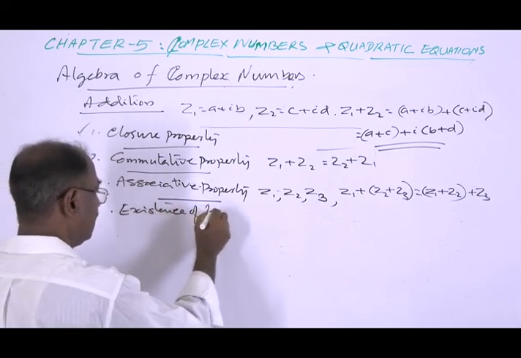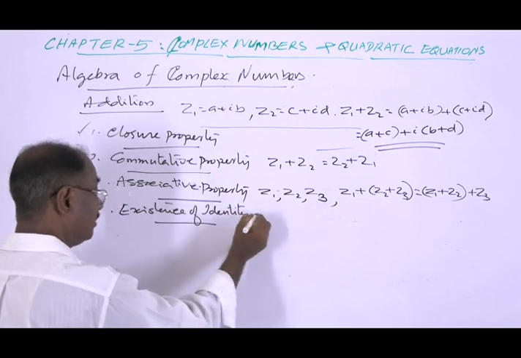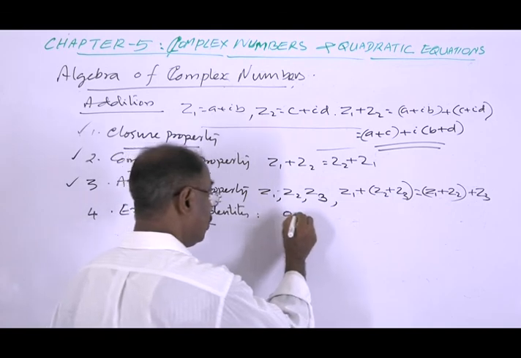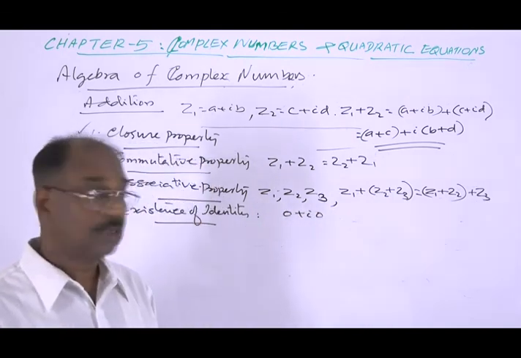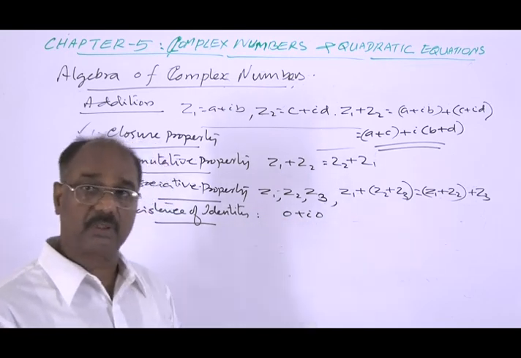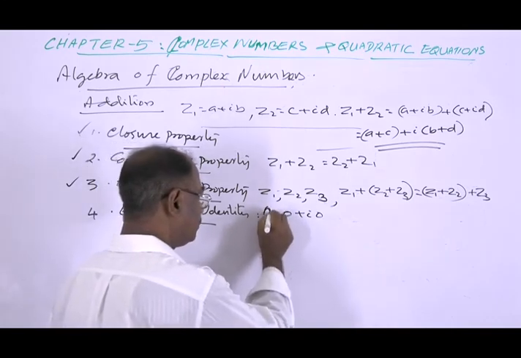Existence of identity. Now, consider 0 plus I into 0, 0 being a real number. So this is in the standard form A plus IB. So this is again a complex number. And this complex number is usually denoted by a bold type 0.